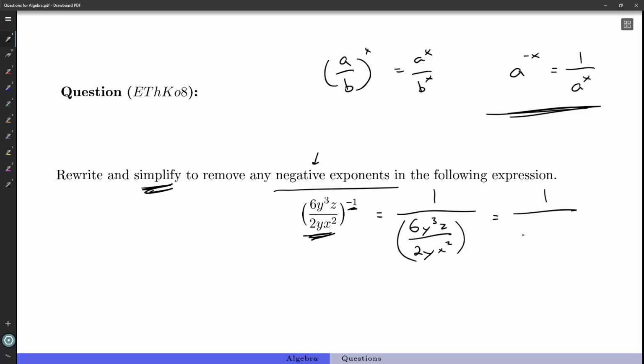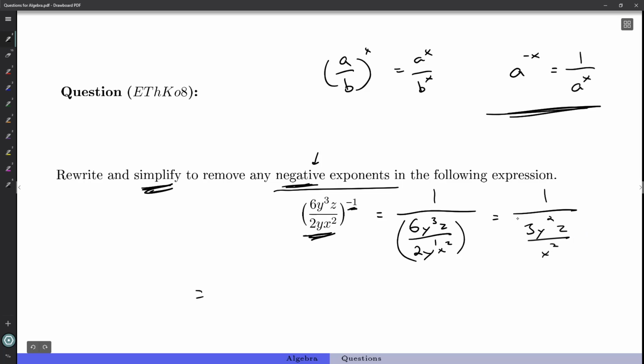So 6 over 2 is going to be 3. Y cubed over y, so that's y cubed over y to the 1. We could write that as y to the 3 minus 1, or y to the power 2. And then we've got a z over an x squared. There's not really anything to combine those two. So I'll leave the z there and the x squared on the bottom. In a different style of question, I could have written the x as x to the minus 2, but we're trying to avoid negative exponents, so why introduce one?